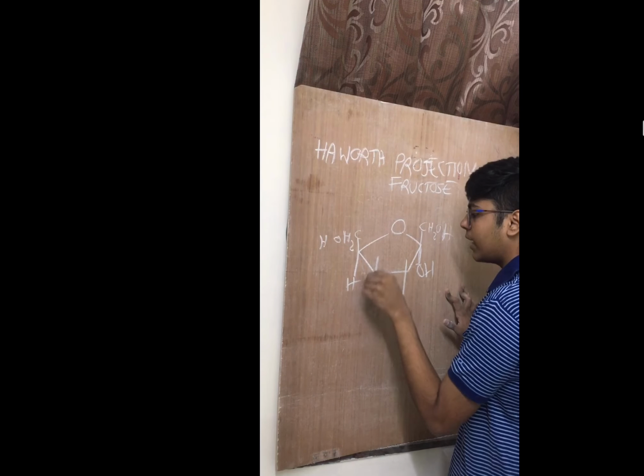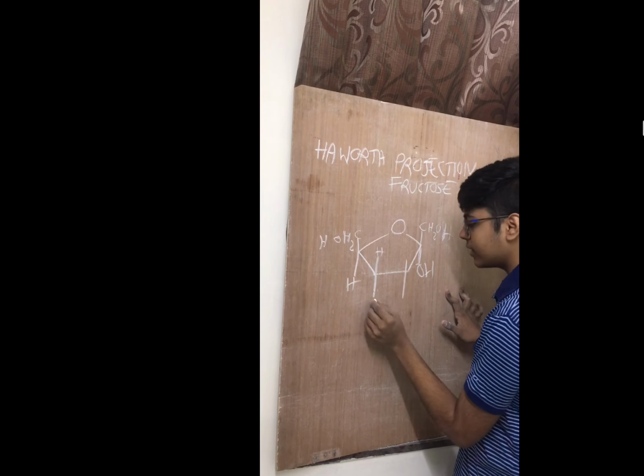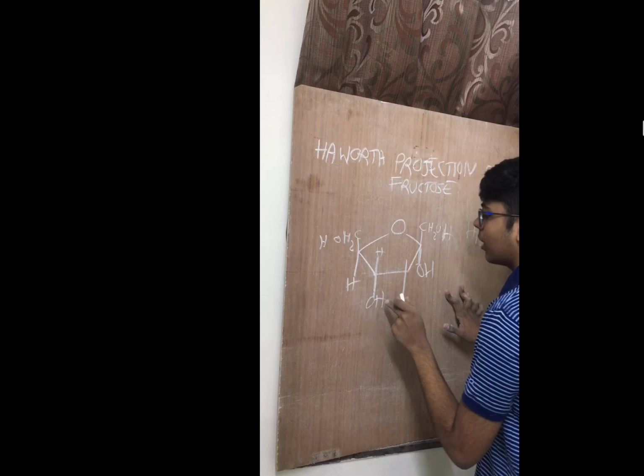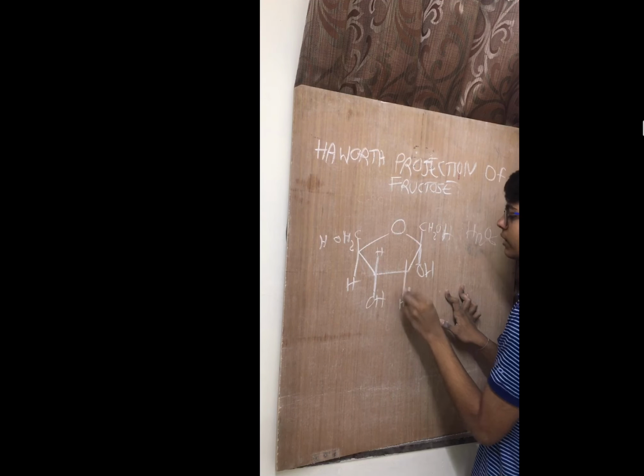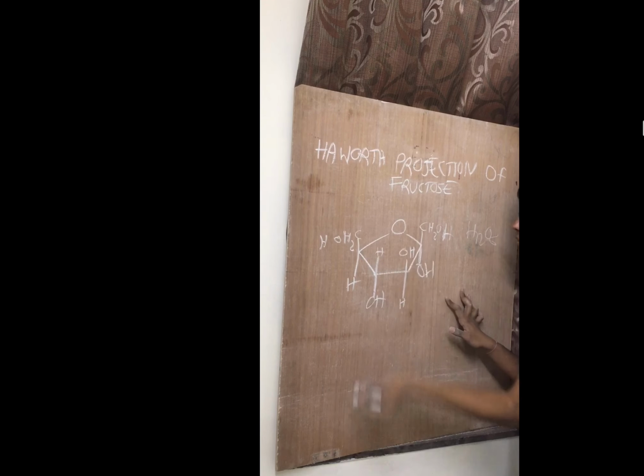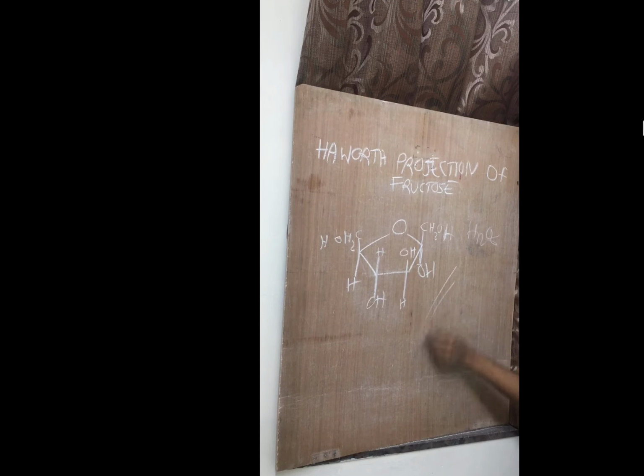All right. Here there is H, so here also H will come. Now here there is H, so here obviously OH will come, right? Now here there is OH, so here H will come, and here there is H so here OH will come. This is nothing but the structure, I mean the Haworth structure of fructose.